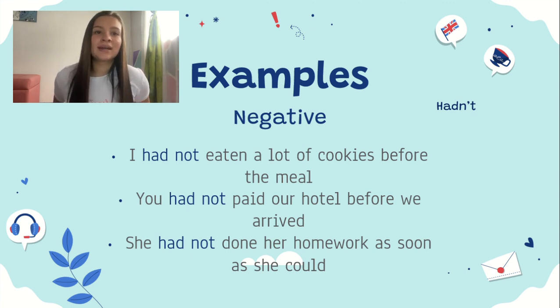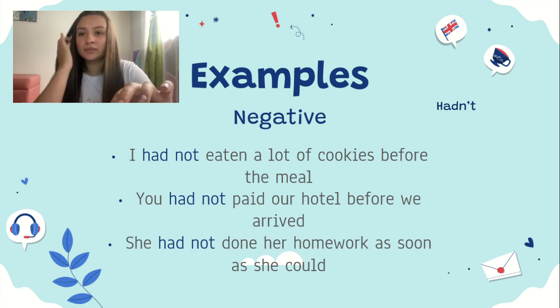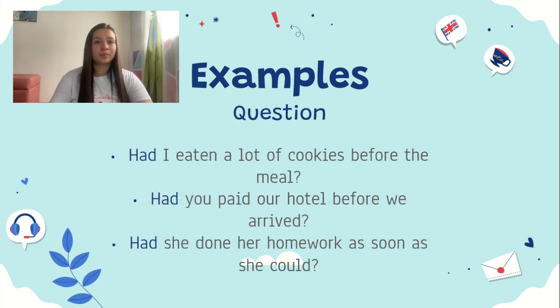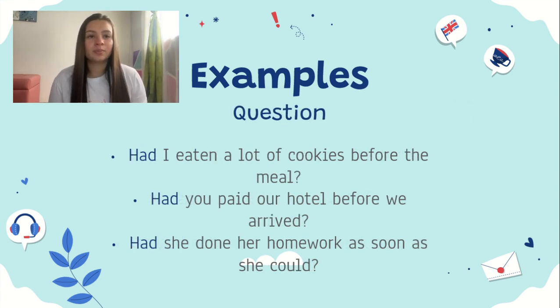Easy. In the negative form, we use had not or hadn't. Okay, I had not eaten a lot of cookies before the meal. You had not paid our hotel before we arrived, and she had not done her homework as soon as she could. Okay, and with the question part, always in the question part we start with the auxiliary. In this case, had I eaten a lot of cookies before the meal? Had you paid our hotel before we arrived? And had she done her homework as soon as she could?